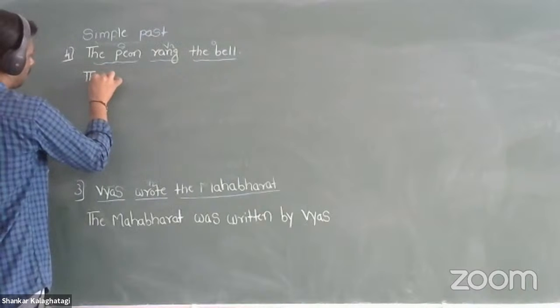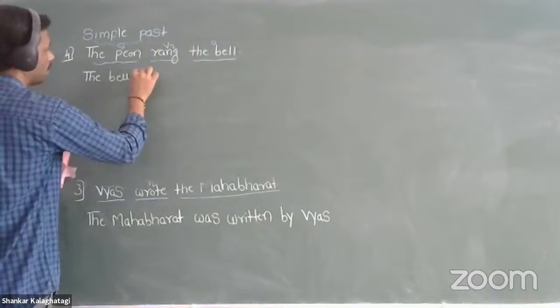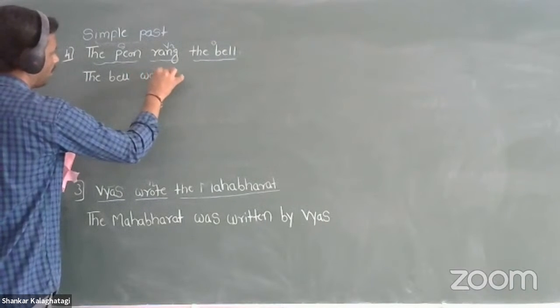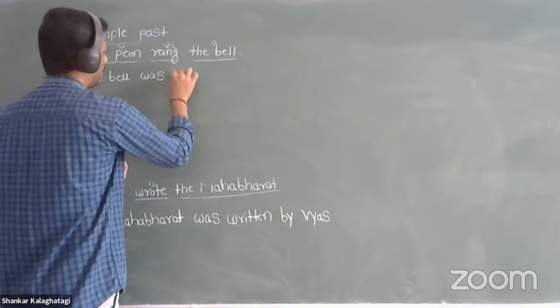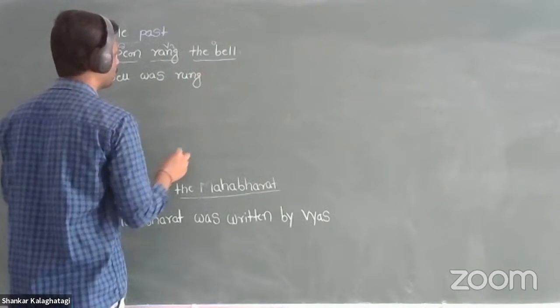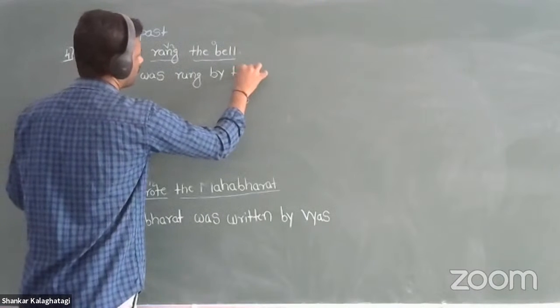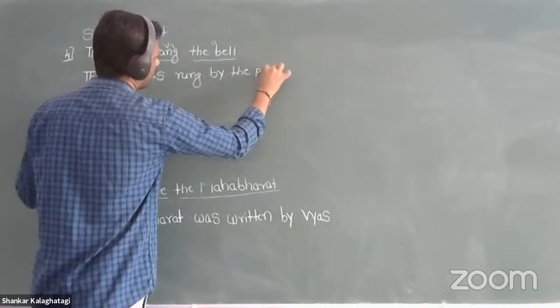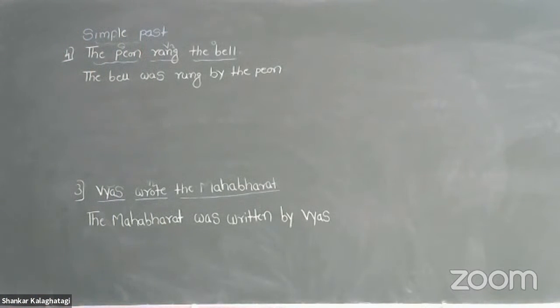The bell. Okay. Simply we have written. So was is our helping verb. The bell was. Rung is the third form of ring. Okay, rung. The bell was rung by the peon. Okay, the bell was rung by the peon. Write it. Okay, so go for the next one.